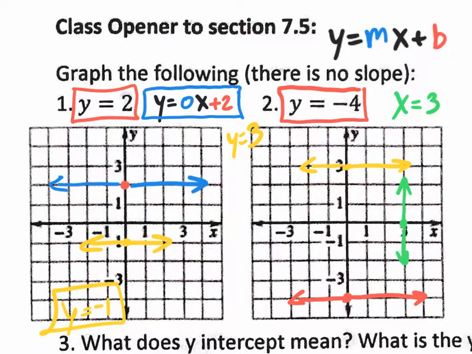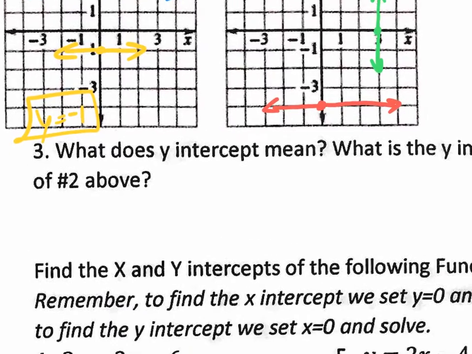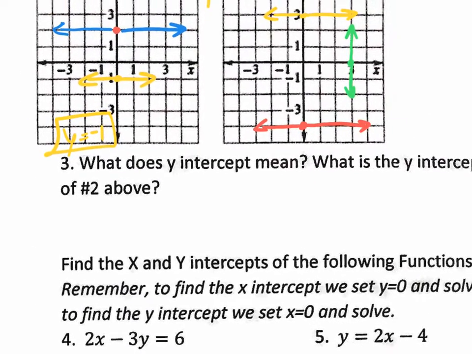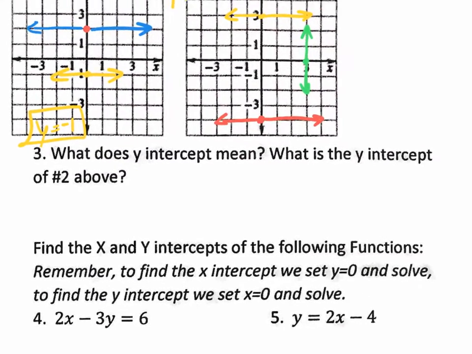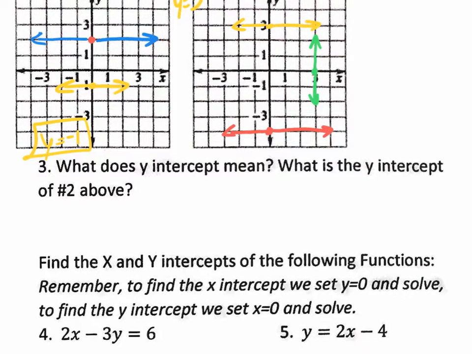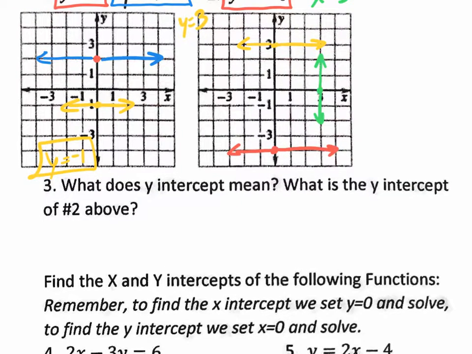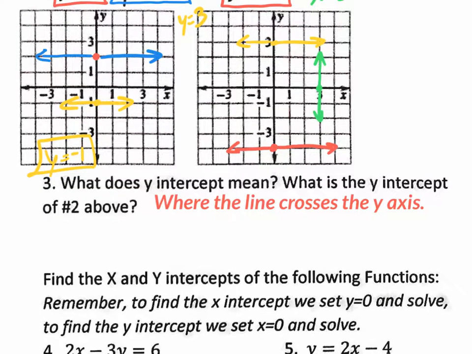So you're going to need to know that skill of graphing y equals a certain value, which is a flat line, horizontal line. And of course, we also need to know the definition. What does y-intercept mean? It means where it crosses the y-axis. So it says, what is the y-intercept of number 2 above? Well, first of all, let's define it. What does y-intercept mean? It means where the line crosses the y-axis. Okay, and what is the y-intercept of number 2 above?